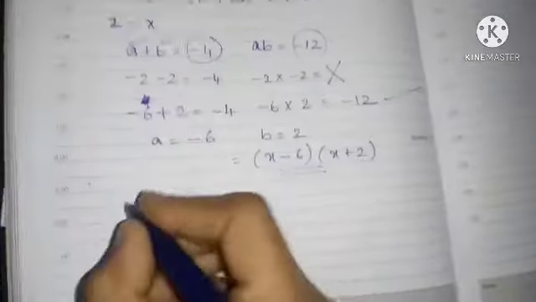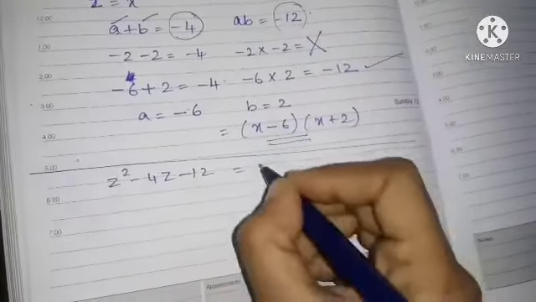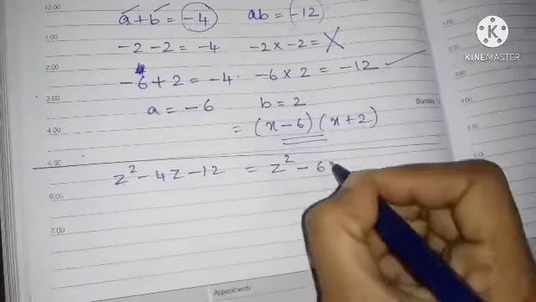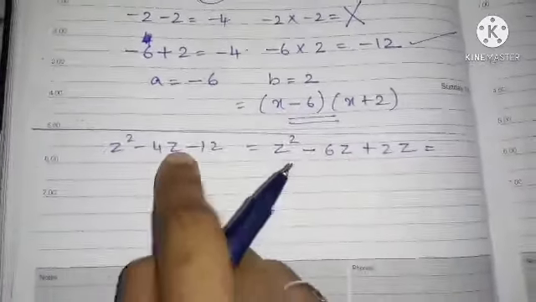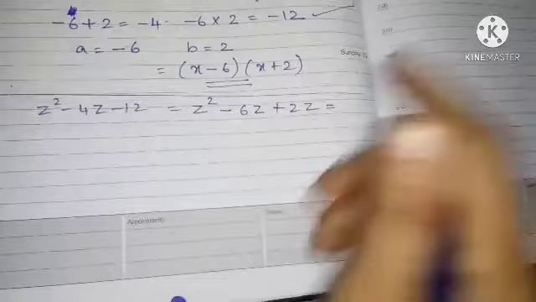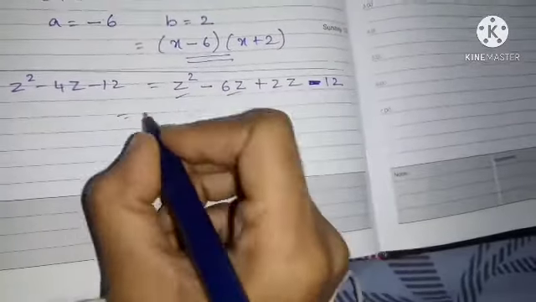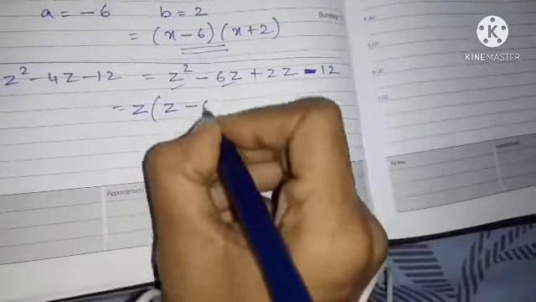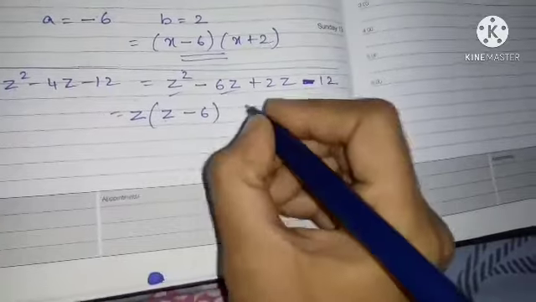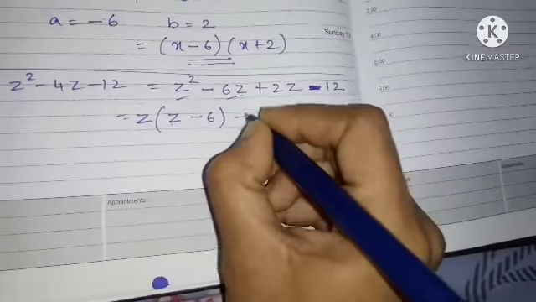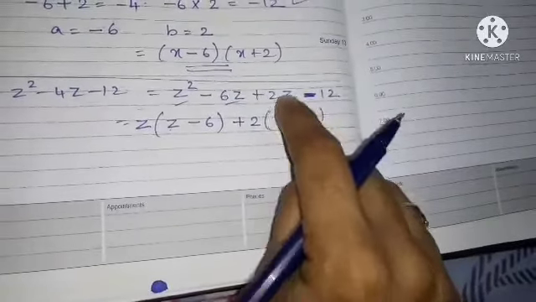Shall we do it in the other method? Z square minus 4z minus 12. Now, you separated z square minus 6z plus 2z, correct? Minus 4z can be written as minus 6z plus 2z minus 12. Okay. So in this, I am taking z outside. So z minus 6 is there. Z square means z will be there, minus 6. Then plus 2 into z minus 6. 2 take outside. So z minus 6.